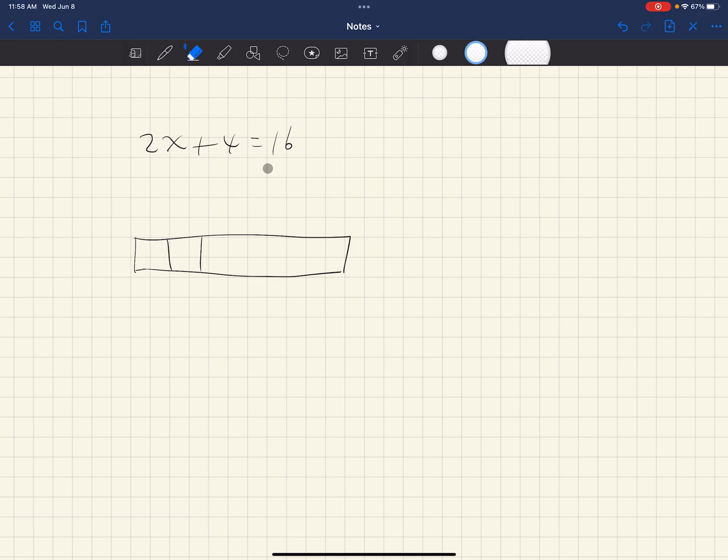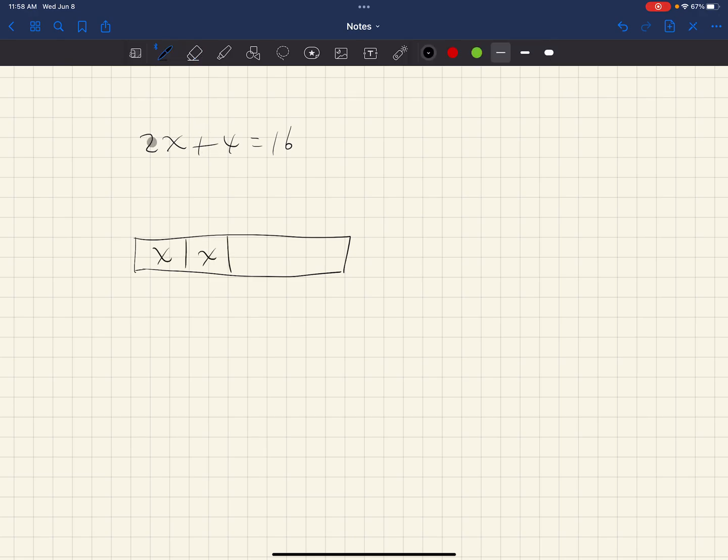All right, so let's take a look at problems like this: 2x plus 4 is equal to 16, right? The way that we set this up is I have two x's here. Maybe I can make it a little bigger. Two x's here, x and x.